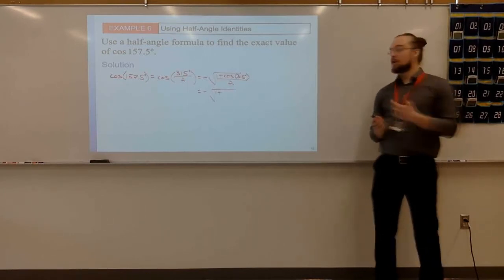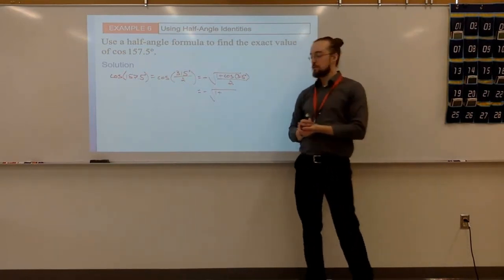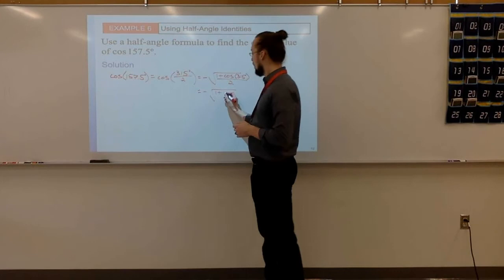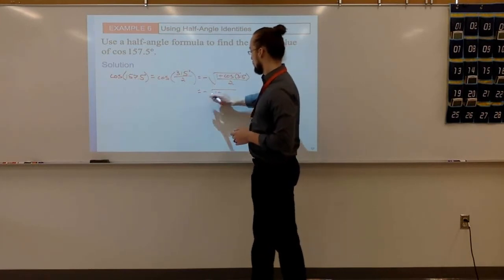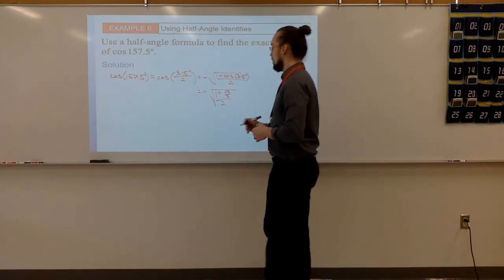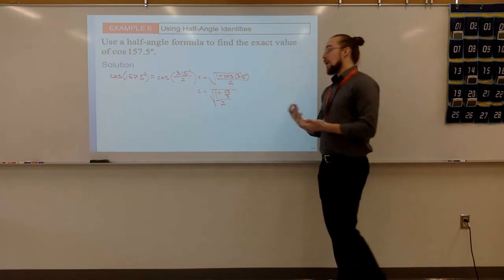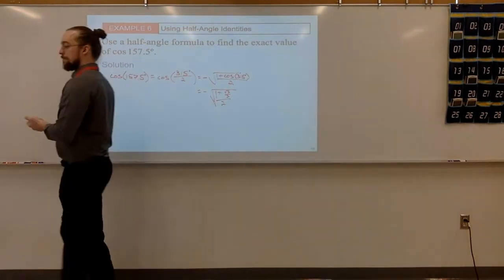So what is the cosine of 315? Square root of 2 over 2. So we have 1 plus the square root of 2 over 2, all over 2. We want to simplify this a little bit.